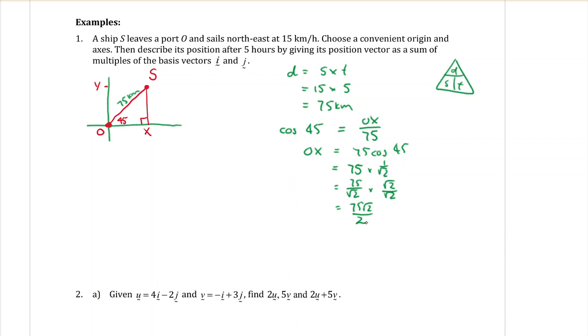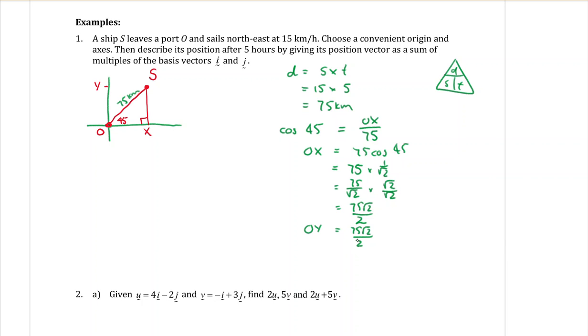Now if I was trying to find OY, the distance OY, because it's a 45-degree triangle, it's actually exactly the same, so isosceles. So I don't really need to go through all that working out again. So OY will also be 75 root 2 over 2. Wouldn't it be 75 cos 45? Yes, which is 75 root 2 over 2, a long way to get the right answer.